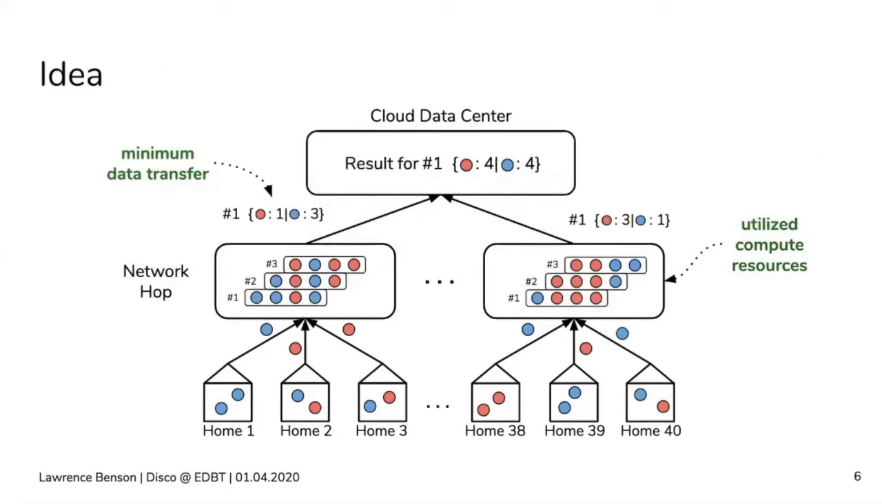To solve this, we propose Disco. Disco is a distributed window aggregation approach where we push down the computation of the windows and the aggregation down to the network hops. So we can utilize their compute resources, and after that we only need to transfer aggregate data instead of raw data to reduce the data transfer.